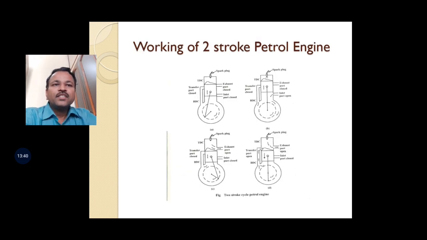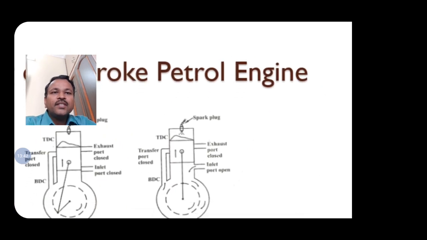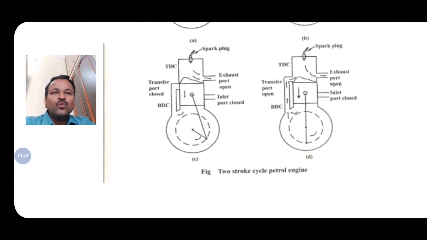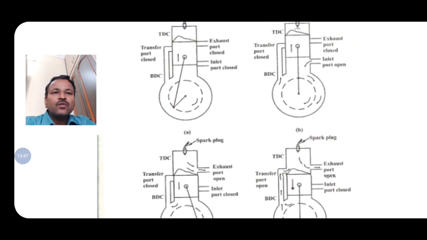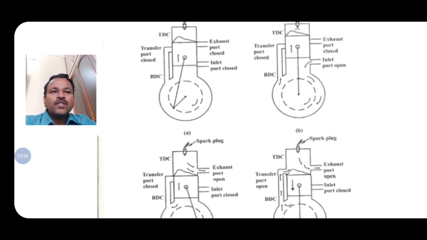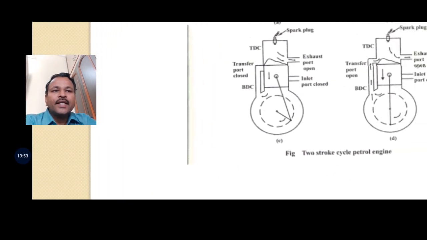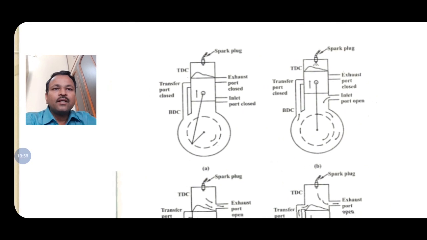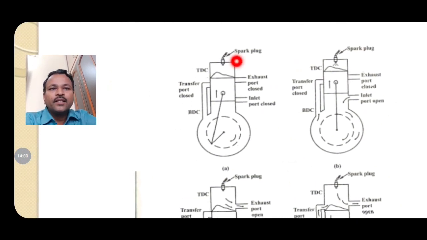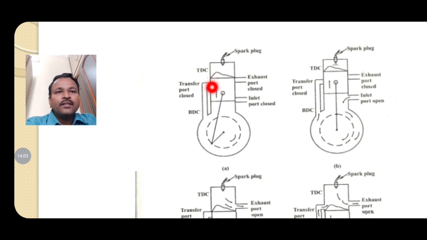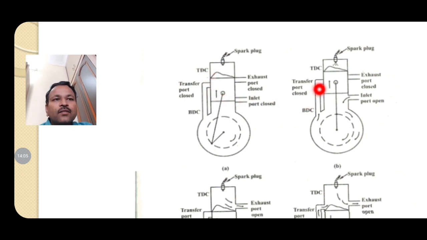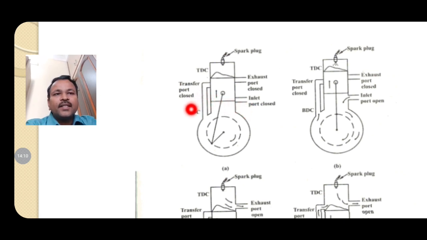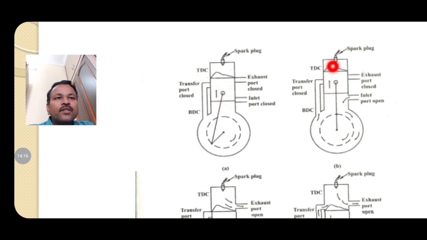Coming to the working principle of the two-stroke petrol engine, you can see here the two-stroke petrol engine. We have only two strokes. A, B comprises the first stroke. Next, C, D is the second stroke. First stroke means the upward stroke. You can see the arrows, the upward direction arrows. Here the piston moves from bottom dead center to the top dead center.